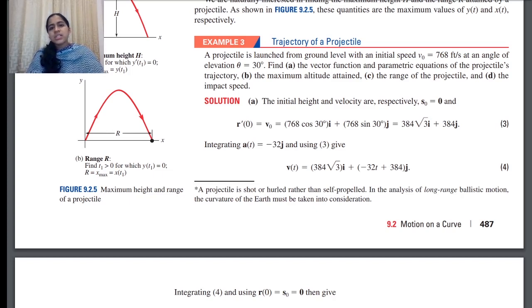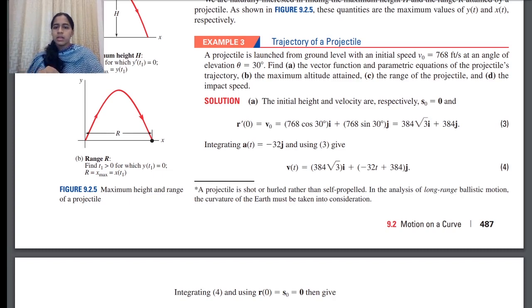Note that the acceleration due to gravity is 9.8 meters per second squared, or it can be considered to be 32 feet per second squared. So in this case, we are using g to be 32. So note that a of t is minus 32j. Then integrating this equation, we get the velocity vector, and the initial speed is given to be v naught, 768, and the elevation theta is equal to 30 degrees.